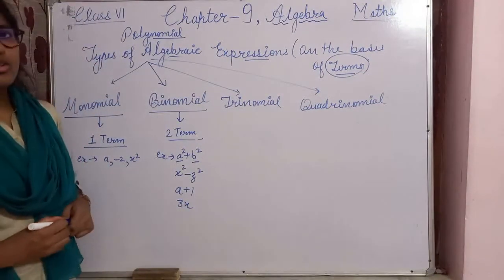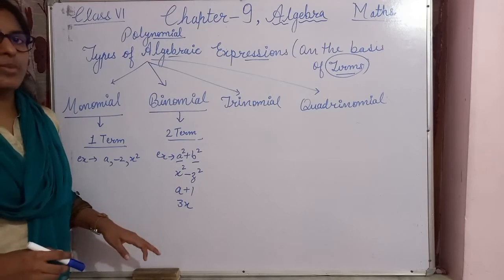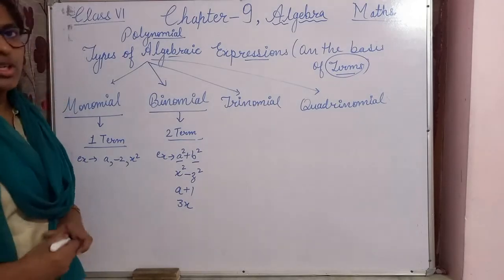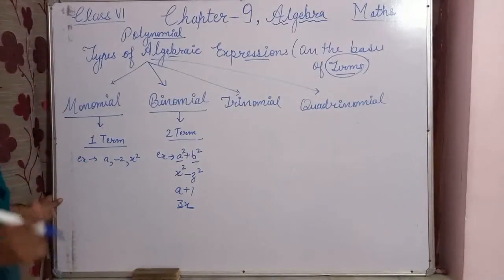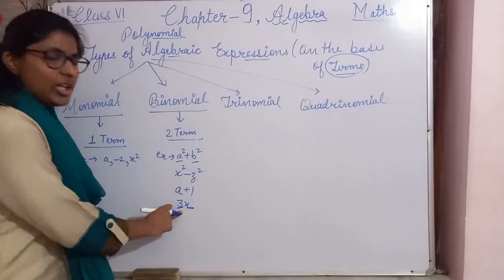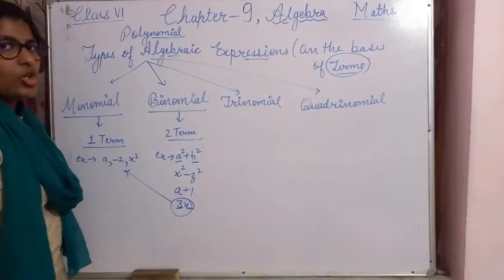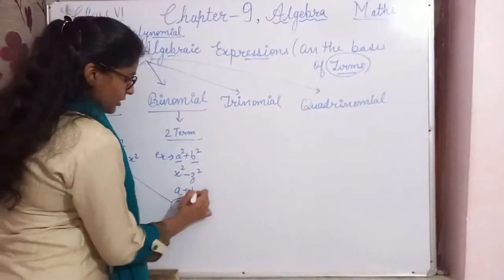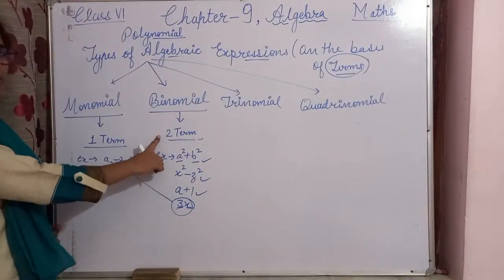But look here, 3x. This is not a binomial. Why is this not a binomial? It is a monomial. This is the constant, this is the variable. Why not 2 terms? Because terms in an algebraic expression are separated by plus or minus sign, and you can see here there is no plus or minus sign. So it is a monomial, an example of monomial, not a binomial. So these are the examples of binomial. In the monomial we have 1 term. In the binomial we have 2 terms.